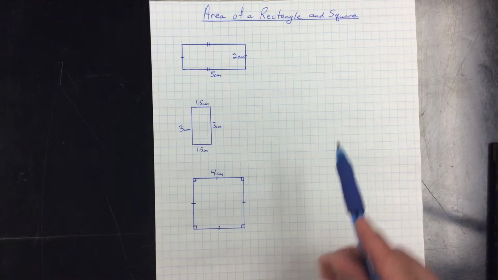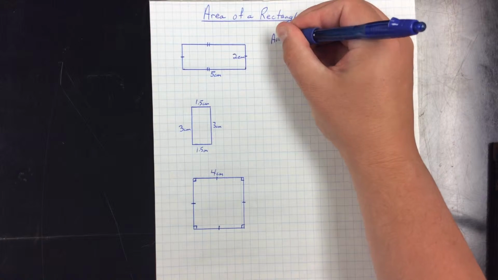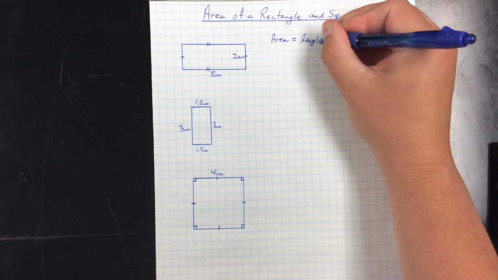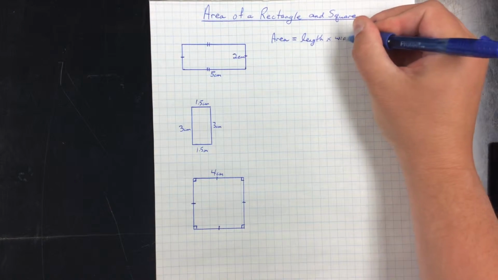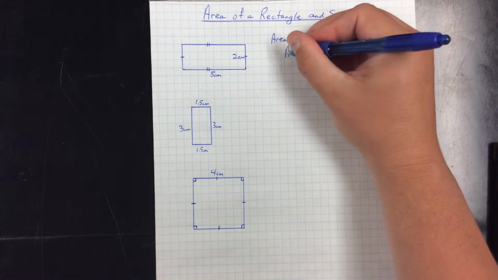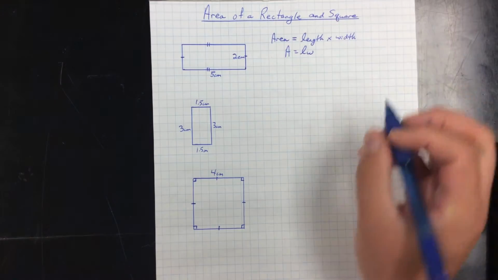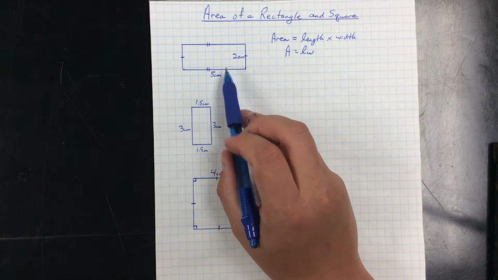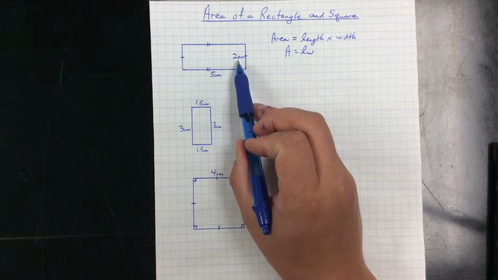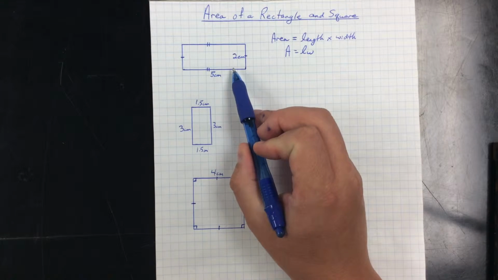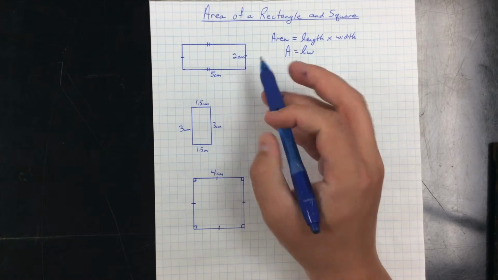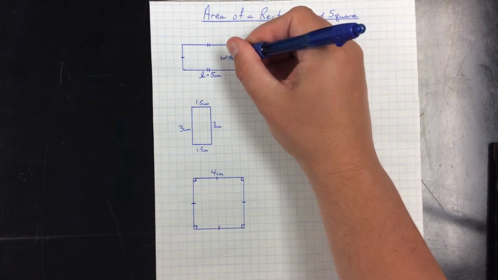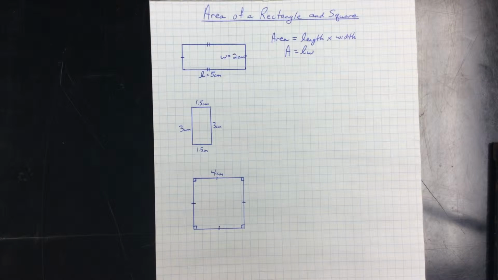So to find the area, we're going to multiply two things together. We're going to multiply the length by the width. And we're going to say that area is equal to length times width. In this case here, we have a 5 centimeter, 2 centimeter. We know that 5 times 2 is 10. We also know that 2 times 5 is 10. So it doesn't really matter which order we put them in. Convention says the length is the longer side and the width is the shorter side. But other than that, it's not really going to matter.